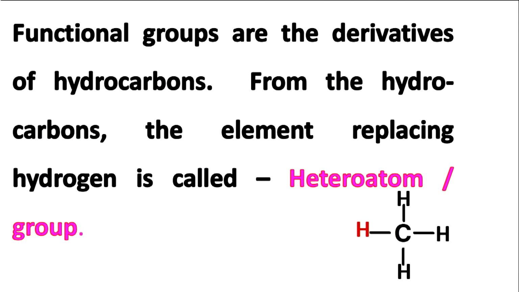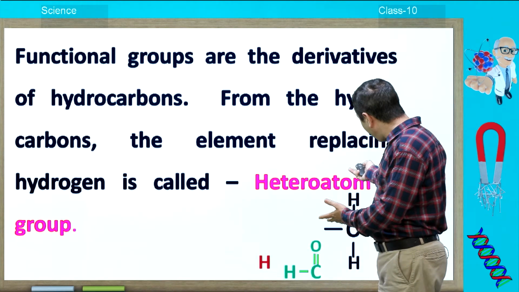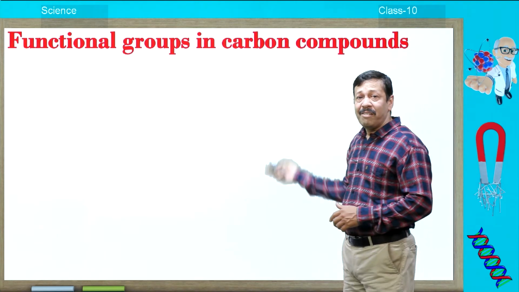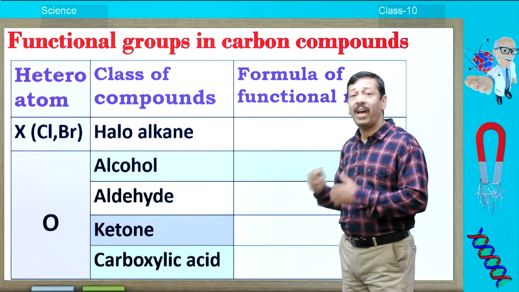Now, the functional groups are the derivatives of the hydrocarbons. Already you saw that in previous slides. From the hydrocarbons, the element replacing the hydrogen is called as heteroatom or a functional group. What are you seeing here? Here hydrogen is replaced and CHO group is attached. This is the aldehyde functional group, right? Now, various functional groups are tabulated here. Let us learn what they are.